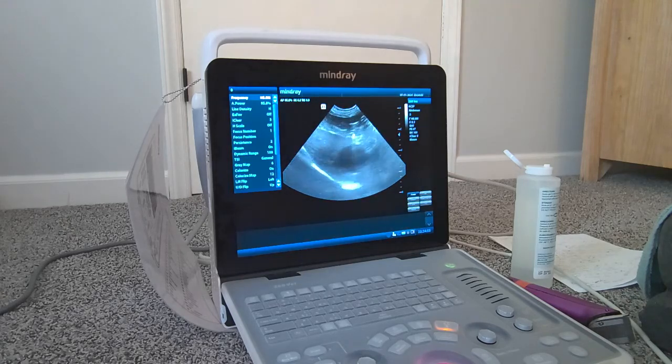Cats, sometimes when you're imaging their gallbladder, some of them might actually be bilobed. So you might see two lobes in the gallbladder, and that's completely normal. So don't worry about that.